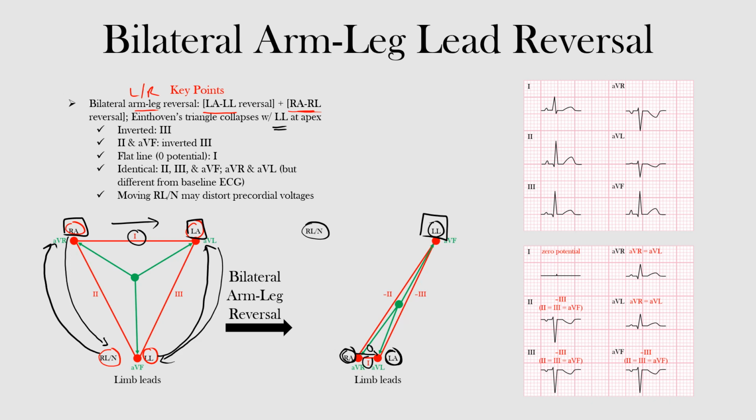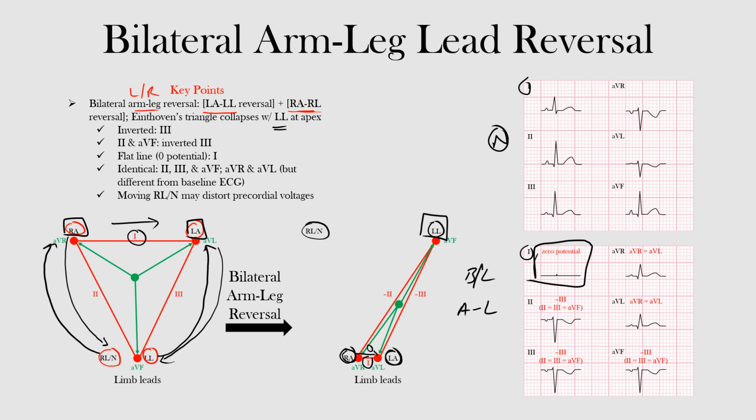So here's normal lead 1, and this is what happens when we have this bilateral arm-leg reversal. Here's lead 1. Notice that it becomes a 0 potential. That's something to remember because it will distinguish it from other sorts of lead reversals. So lead 1 is a 0 potential, or that flat line.